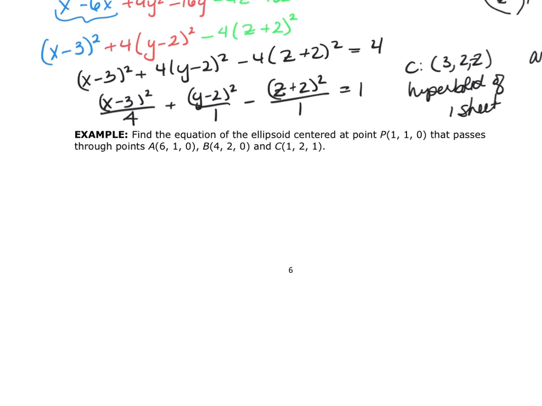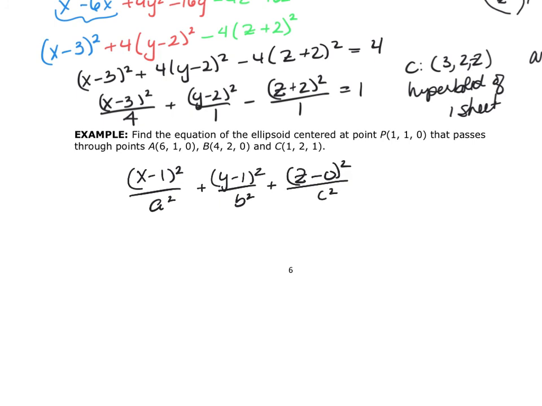Okay, so for this last example, what we're asked to do is find the equation of the ellipsoid that's centered at 1, 1, and 0 and passes through these points. So what we do is just like we did in 2-space. We start out with the equation, which is x minus 1, the quantity squared, over a squared, plus, because it's an ellipsoid, all will be positive, y minus 1, the quantity squared, over b squared, and then plus z, and it happens to be 0, the quantity squared, over c squared is equal to 1.